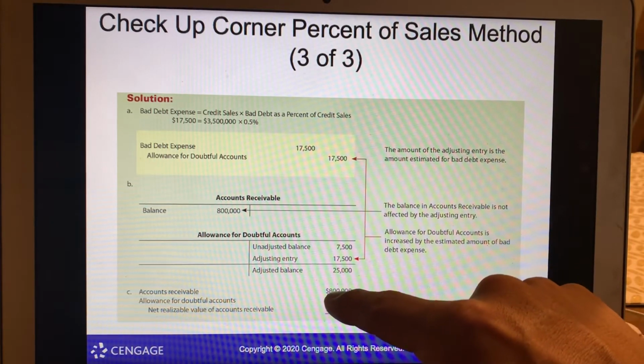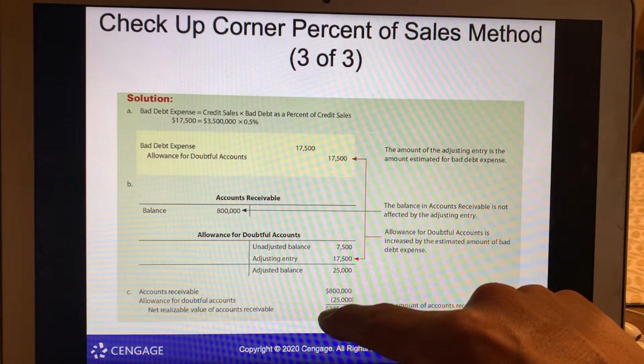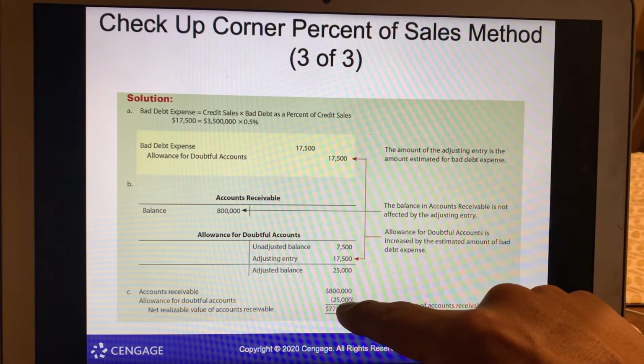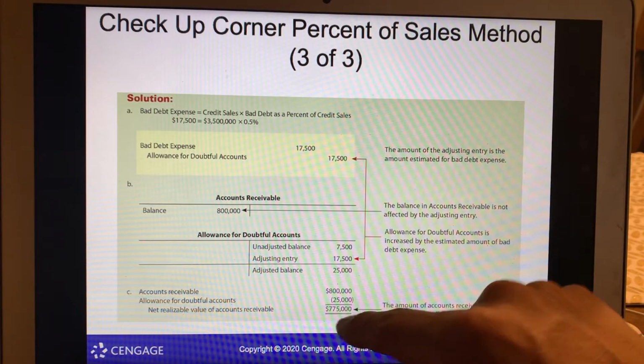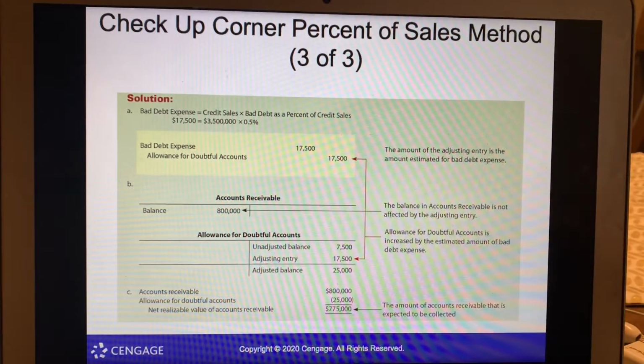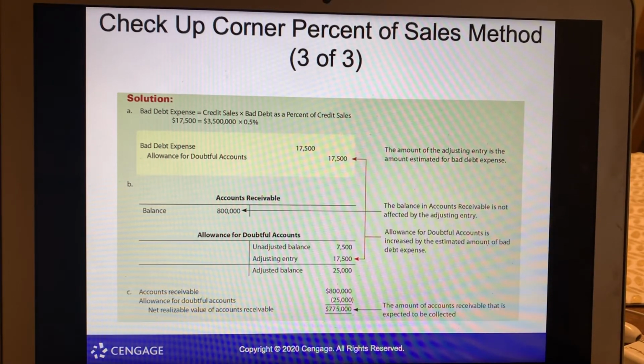So here's what it looks like. Our accounts receivable is 800,000. Our allowance for doubtful accounts is 25,000. So that's the contra asset. So the net realizable value, that's the accounts receivable minus the allowance for doubtful accounts. So it's $775,000. 775,000.